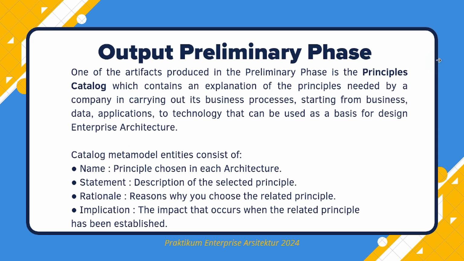Next is the output of the preliminary phase. One of the artifacts in the preliminary phase is the principle catalog, which contains an explanation of the principles needed by a company in carrying out its business process, starting from business, data, application to technology, that can be used as a basis for designing enterprise architecture. Catalog metamodel entities consist of name, statement, rationale, and implication.